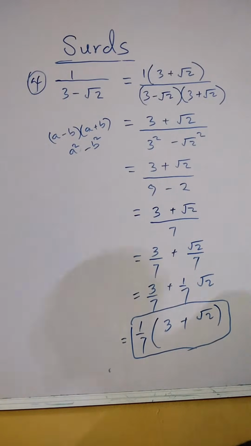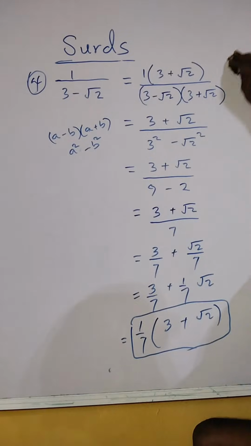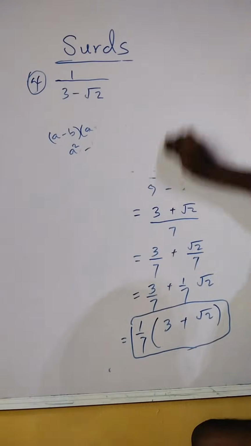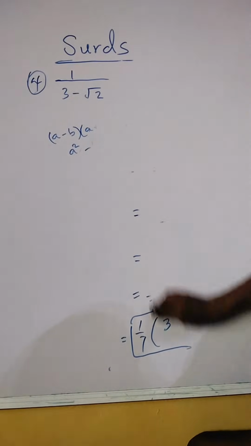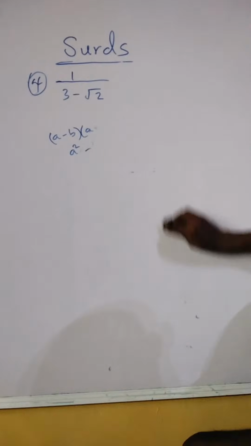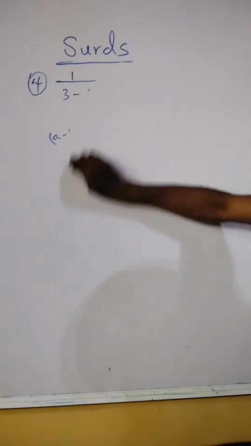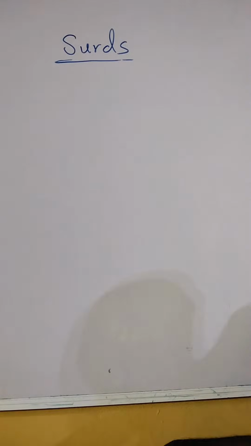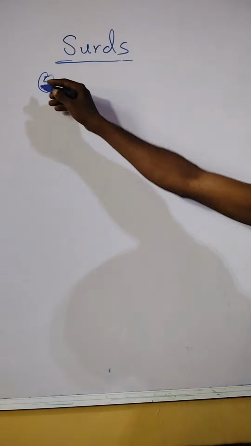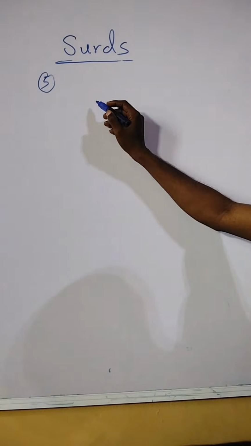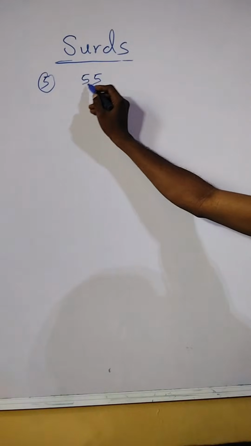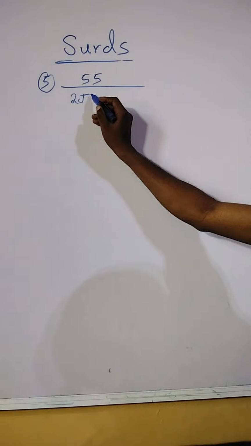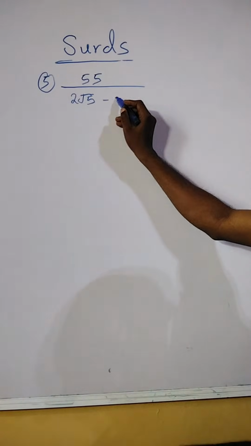Then also we look at another question here, and we label this as question number 5. So an interesting one, and a simple one as well. That is, we have to simplify 55 divided by 2 root 5 minus 3.